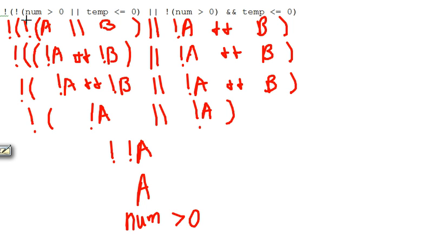There are many other ways to have done this problem. You could have used the not and flipped this greater than to a less than or equal to 0. You could have rearranged some of this stuff in a formal way. But all paths that are correct would have led to the simplification of just a, which again is num greater than 0.